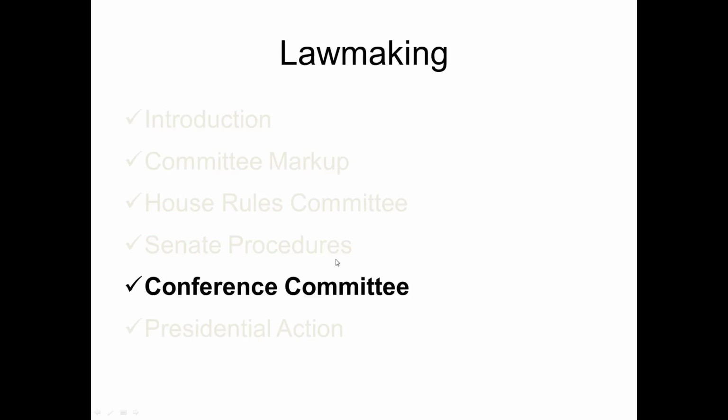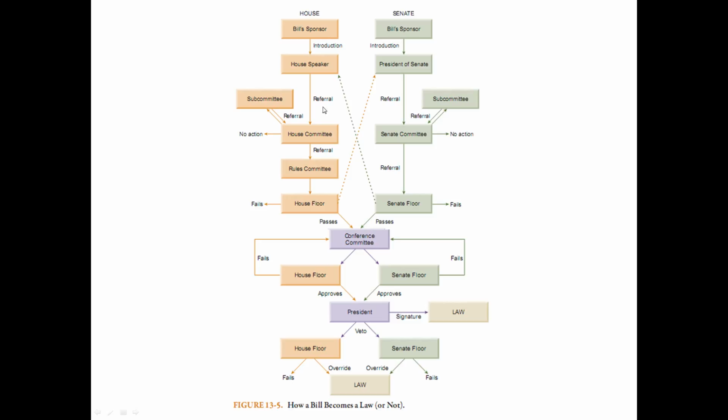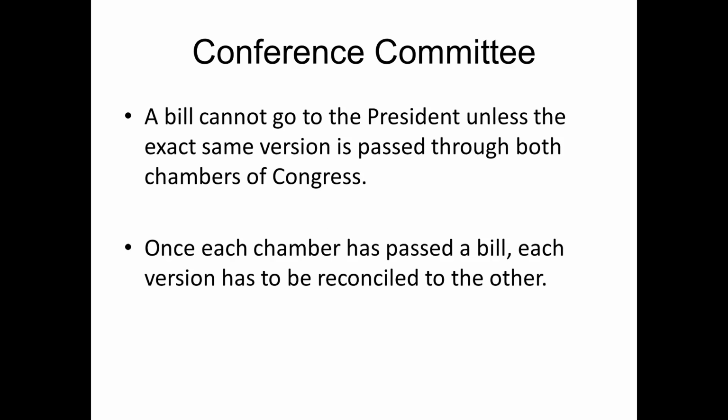Okay, so to recap, here's where we are now. We've talked about introduction, referral to a committee, eventually proceeding to a floor vote, and once the Rules Committee decides on the rule, if the bill gets to a vote on the floor and passes, there's typically an additional step before anything can be sent to the president. The reason is that bills can only go to be signed by the president if an identical version of the bill is passed in both houses of Congress.